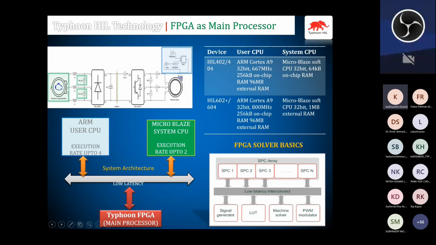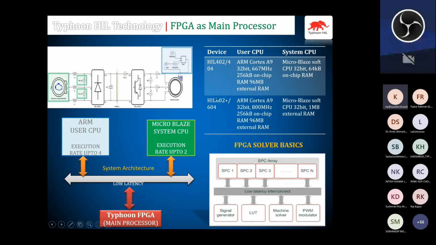And this is the device series. Here you can see these are the device series: 402, 404, 602 plus, 604. 602 plus we are not using now, and 606 is the newly launched one, superior to all of these, even 75% faster than 604. So these are the several series which we are having.